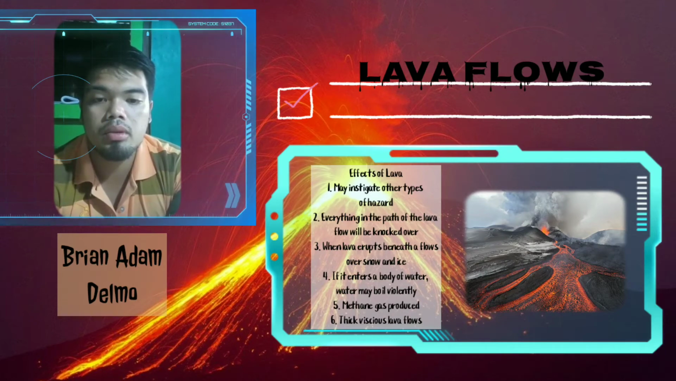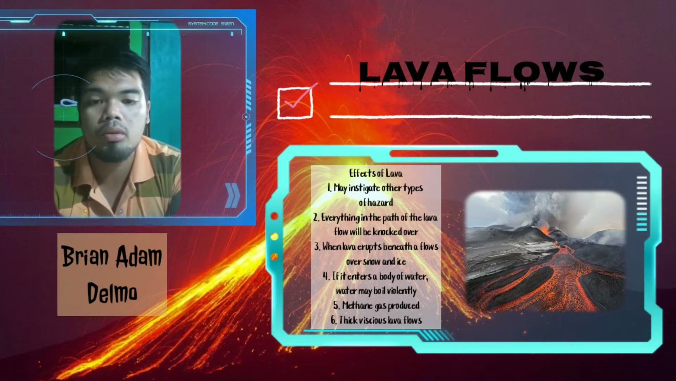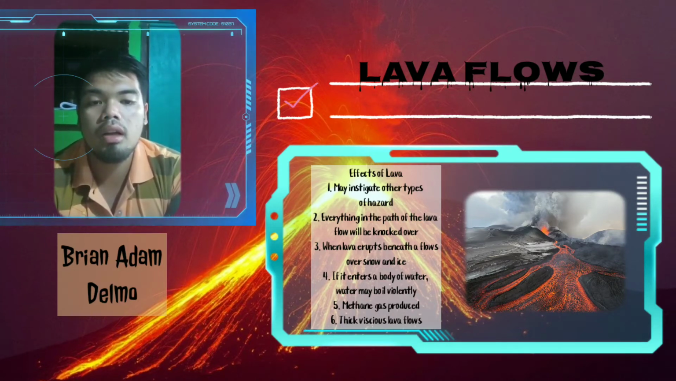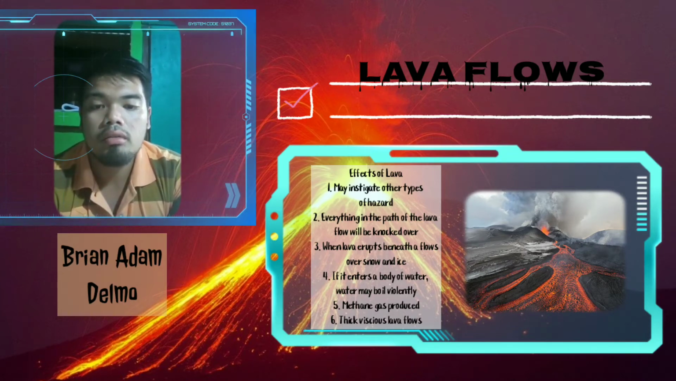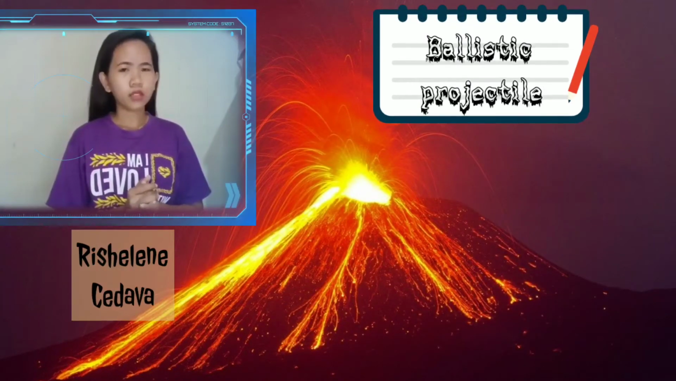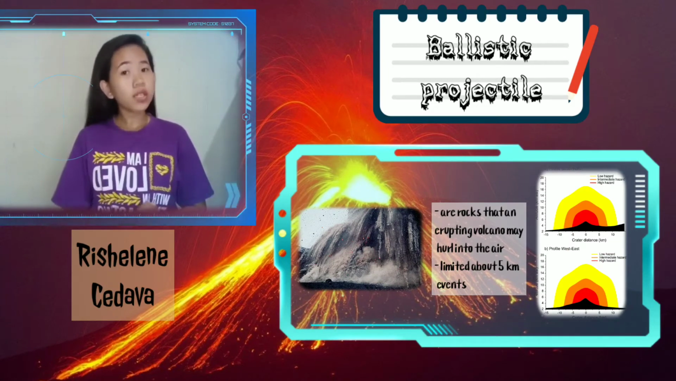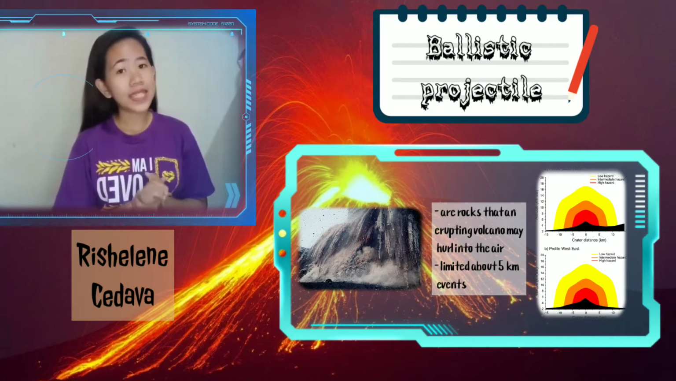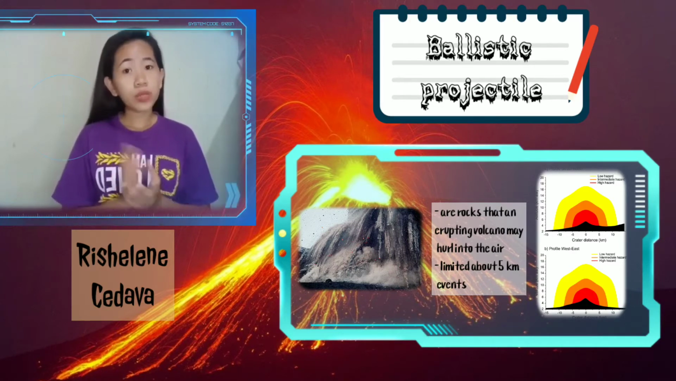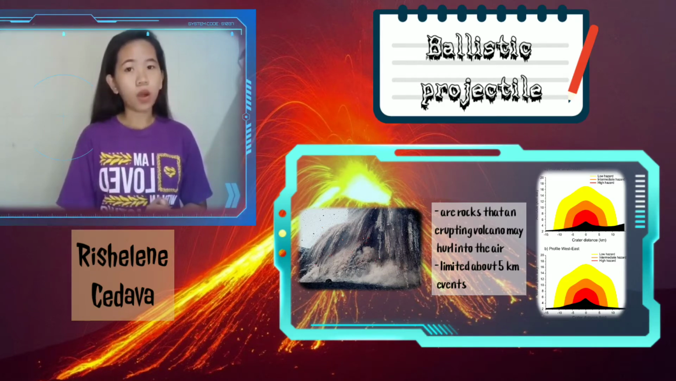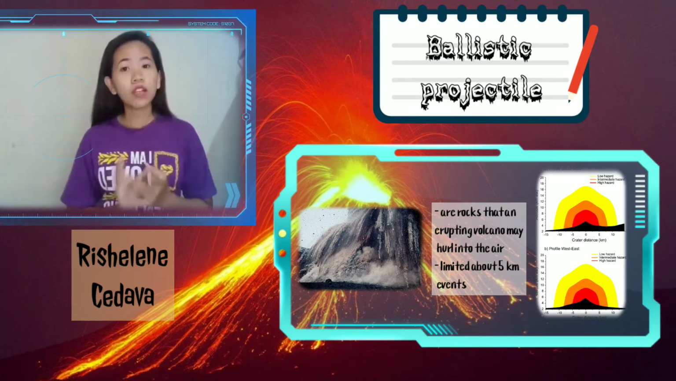Number 5, methane gas produced as lava buries vegetation can migrate in subsurface voids and explode when heated. Number 6, thick viscous lava flows, especially those that build a dome, can collapse to form fast-moving pyroclastic flows. Ballistic projectile. So what is a ballistic projectile? These are the rocks of an erupting volcano hurled up into the air. These are the fragments whose trajectories may differ from the wind direction during a volcanic eruption. These blocks and bombs travel like cannonballs, and usually land within 2 kilometers of the vent.